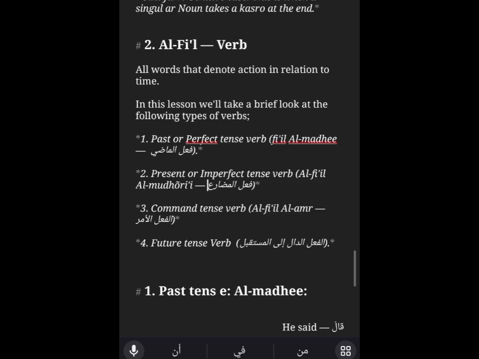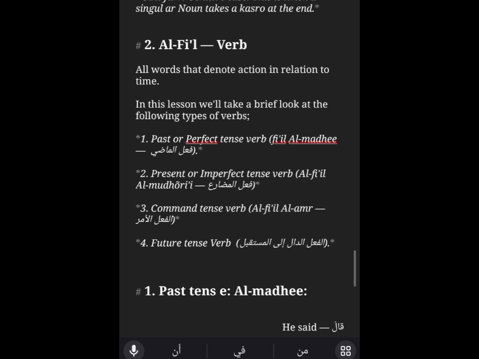Action that you are doing right now, or action that you are doing continuously, or action that is habitual. So I can say, I write, or I am writing, or I'll write. This is fi'l mudari. We'll look at examples under fi'l mudari, inshallah.